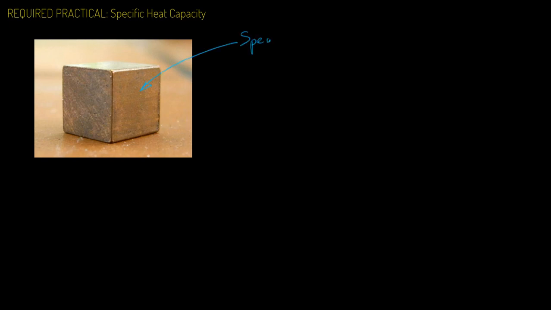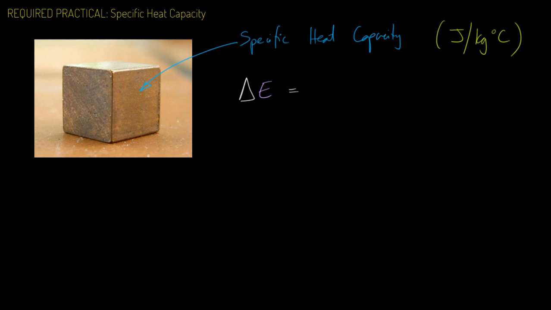Okay, specific heat capacity. Now, we watched about this in previous videos about trying to calculate how stubborn a material was at changing its temperature. And you might remember it had a unit of joules per kilogram degrees C. You might also remember that it had a formula, delta E, so change in energy equals mass times the specific heat capacity times the change in temperature.